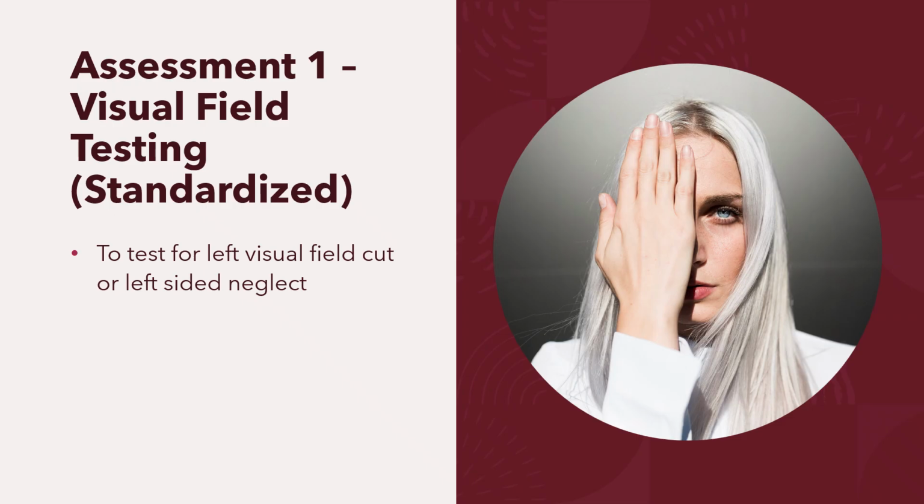Our first assessment was visual field testing to test for left visual field cut or left-sided neglect. This is a good assessment for right CVA because they may lose part of their left visual field or have left-sided neglect. It can help diagnose if there is a true visual field cut or decreased awareness on the left side of the body. OTs can then work on increasing awareness of the deficit and focus on the neglected side to improve safety.